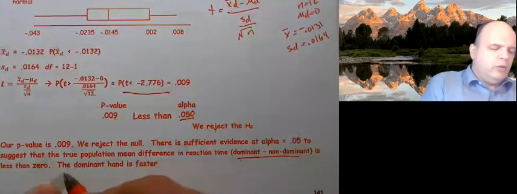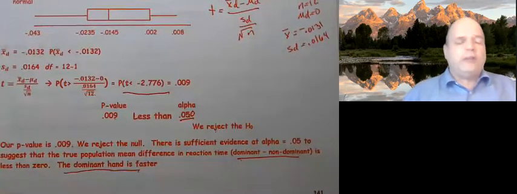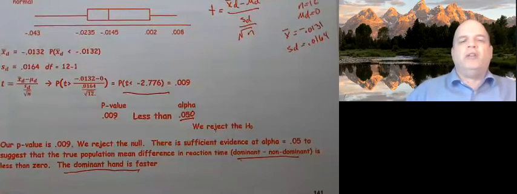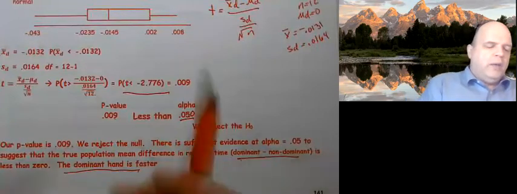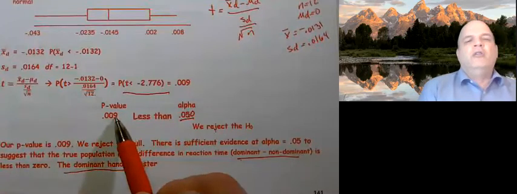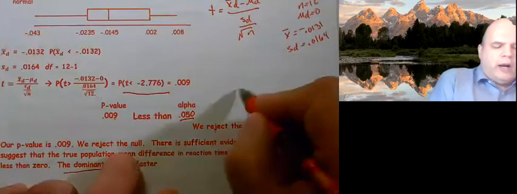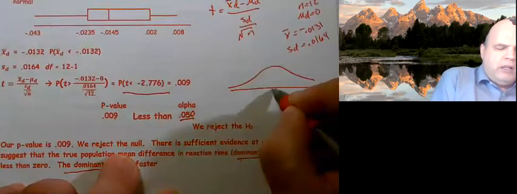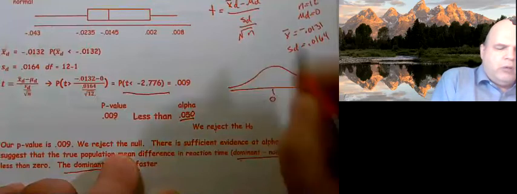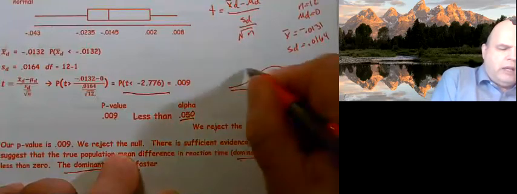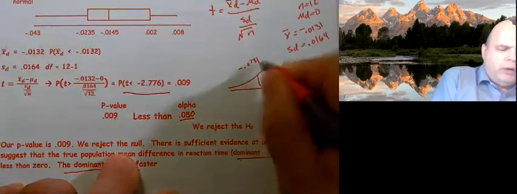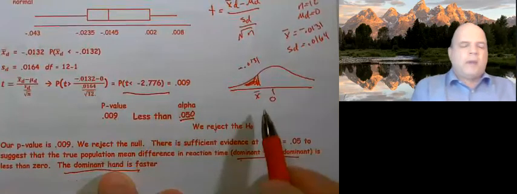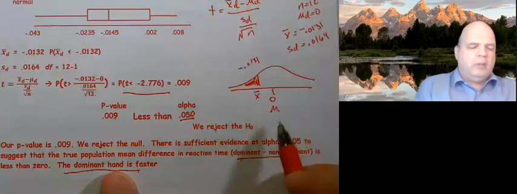Our conclusion is that Professor McNeil is right. The dominant hand is faster. We have evidence to indicate that it would happen. Why? Tenths, hundredths, thousandths. So if I were drawing the graph, which I should have already done, mean difference of 0, we ended up with a negative 0.0131. Shaded this way, this is our X bar. This is our population mean claim.